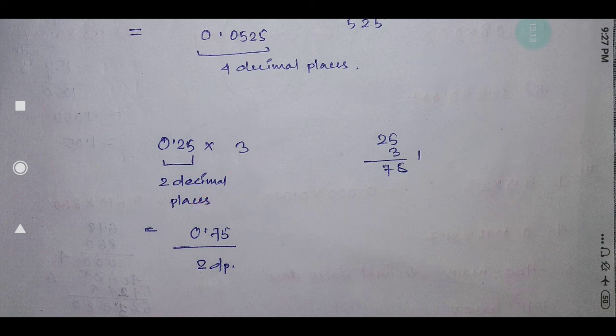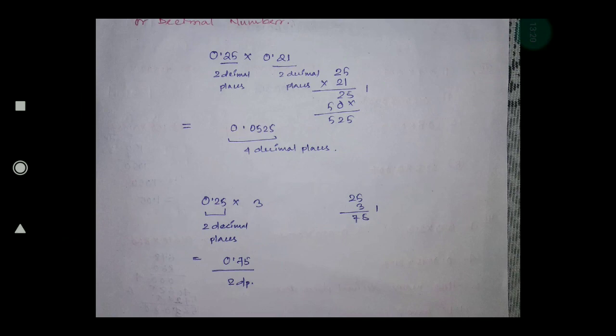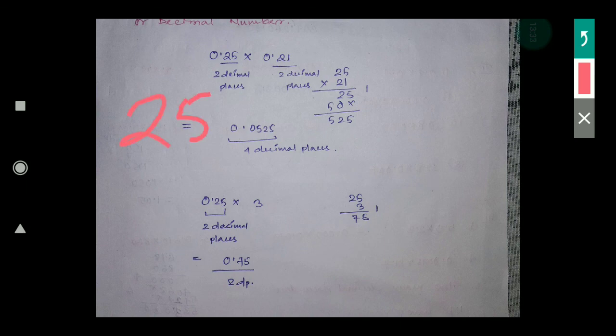Understood? So the total number of decimal places in all the numbers being multiplied, that one you add, and that sum will be the number of decimal places of the final answer. Suppose it is given 0.25 into 0.25 into 0.25, like this, and the question asks you to find how many decimal places there will be after the multiplication.